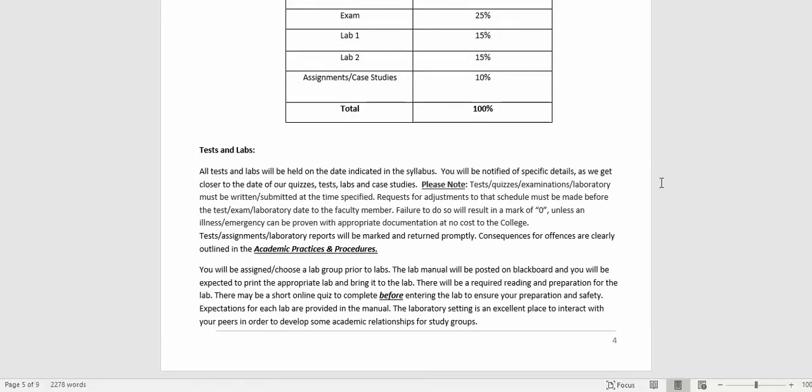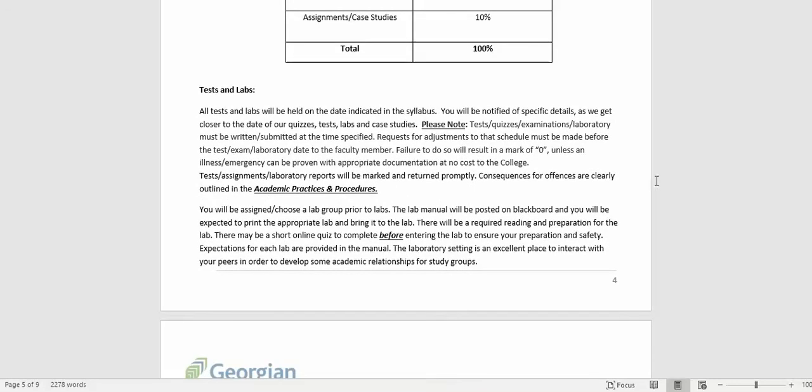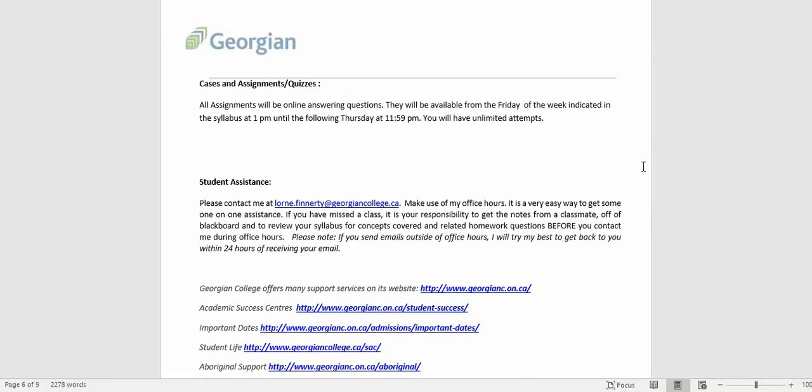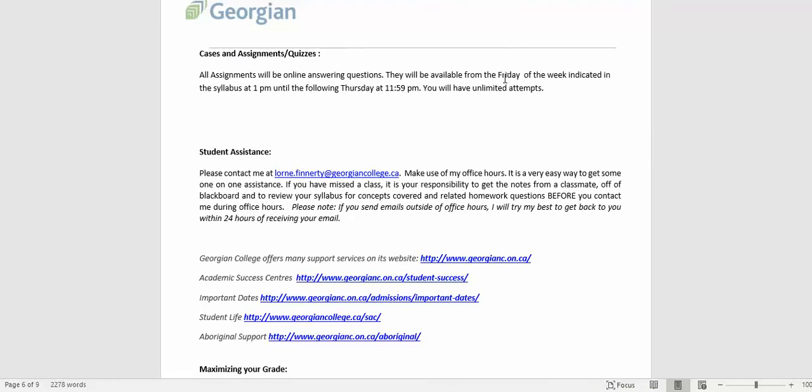The test will be done at the time of the test. Please plan to make yourself available during those test times, because that's when they're going to be run, just like they were in person. The quizzes, or the assignments, you have a whole week to do. So available the Friday of the week indicated until the following Thursday at 11:59. Unlimited attempts.